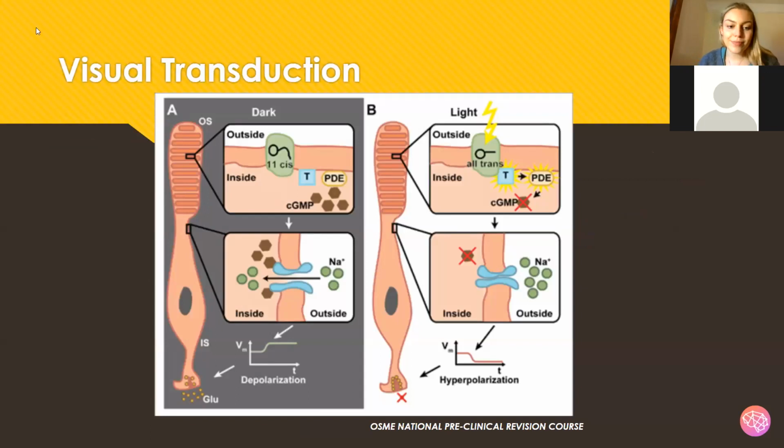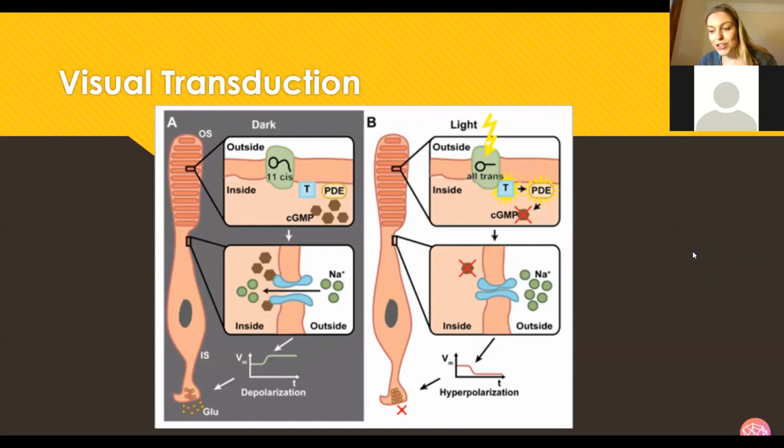Okay, the big clunky revision point is visual transduction, and this is effectively the absorption of a photon by a pigment molecule within a photoreceptor, which you can see here, and the cascade of events that follows. I will go over this very quickly if it is helpful for revision.